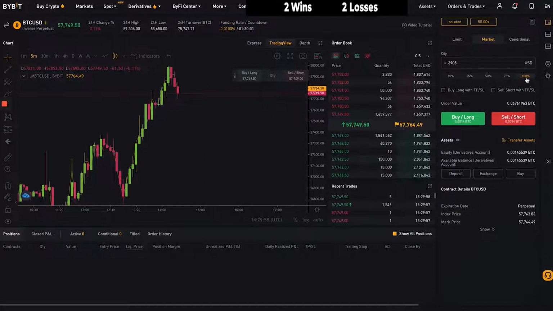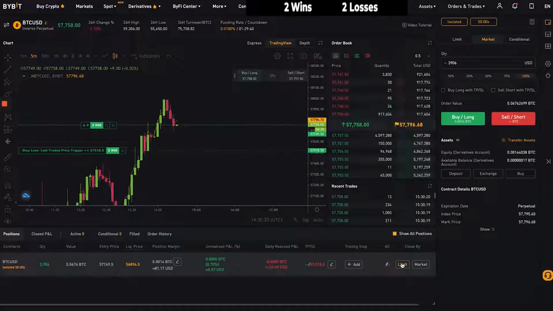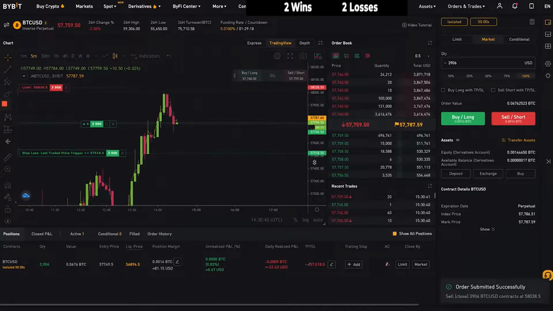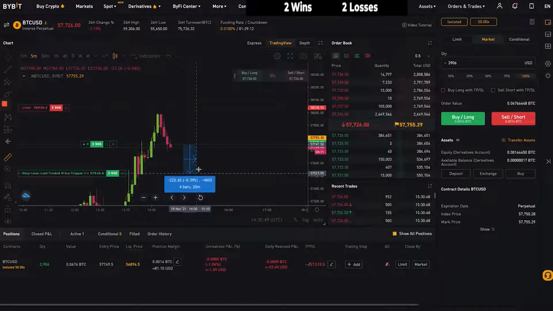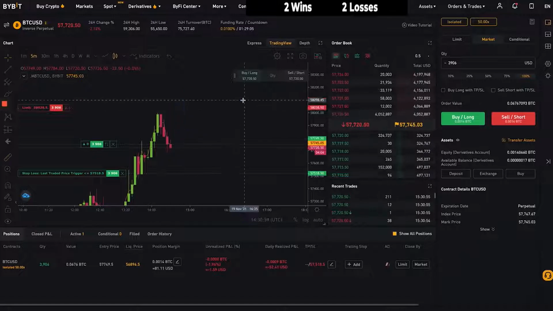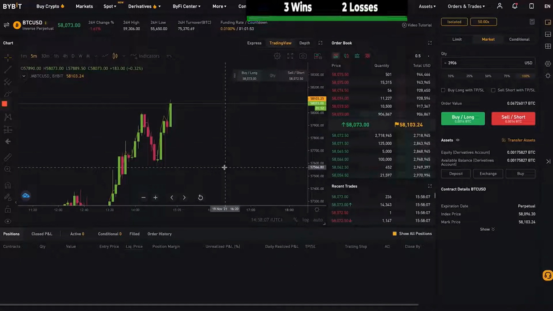I think I will go in right now. So I'm now in the trade. Let's add a stop loss and let's add a target order with the limit order. So now the trade is all set here. We have a stop loss at 0.4% and a target at 0.5%. So let's see if this trade will be a win. Alright guys, that was a win.